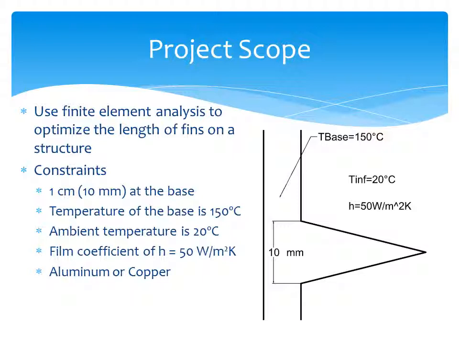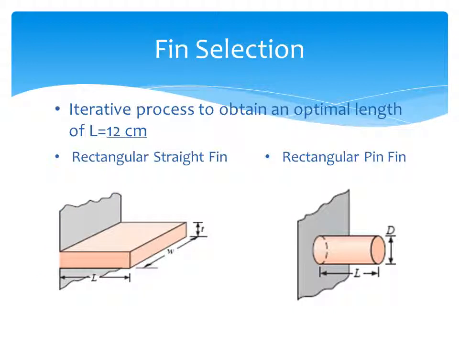Our element constraints included a base of 1 centimeter with a temperature of 150 degrees C, an ambient temperature of 20 degrees C, a film coefficient of 50 watts per meter squared. In addition, 2 different fin geometries will be tested in both aluminum and copper. We selected a rectangular straight fin and a rectangular pinned fin for this project. Through an iterative process, we determined the optimal length to be 12 centimeters.